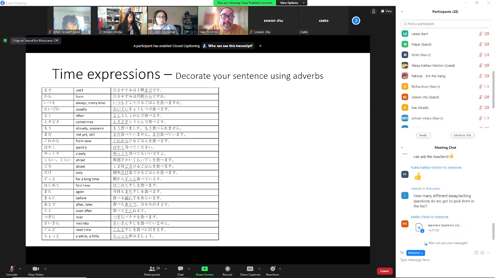Okay, the left column is Japanese, the center column is the English meaning, and the right one is an example sentence.